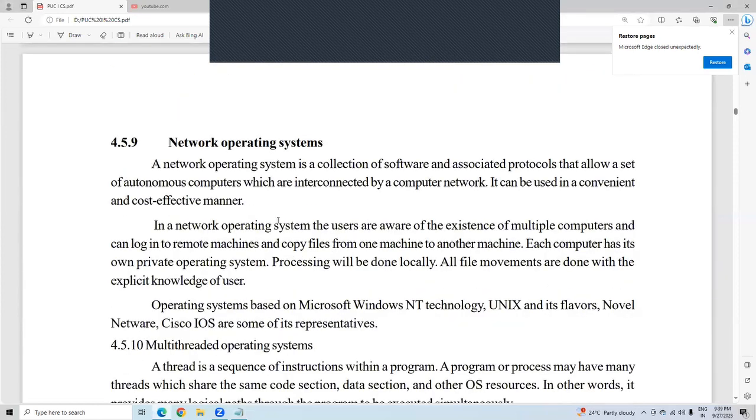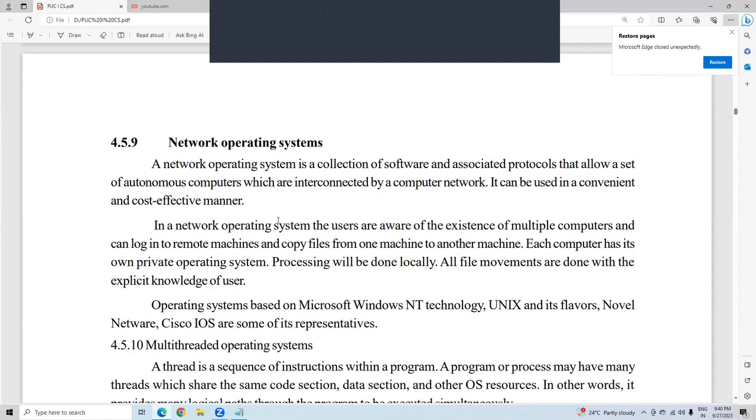And we have network operating systems, NOS, as we call it. It's a collection of software and associated protocols that allow a set of autonomous computers which are interconnected by a computer network. See, network means what? A group of autonomous computers which are connected with each other through some media is called a computer network. In that, one computer will be the main computer, and the remaining computers will be the subcomputers. The main computer we call a server, and the subcomputers we call nodes or clients.